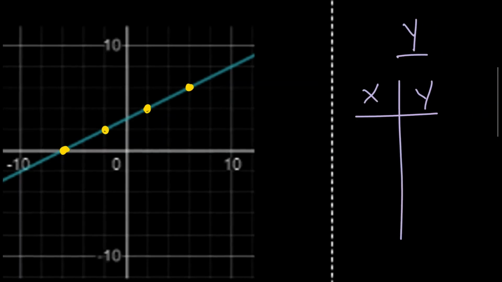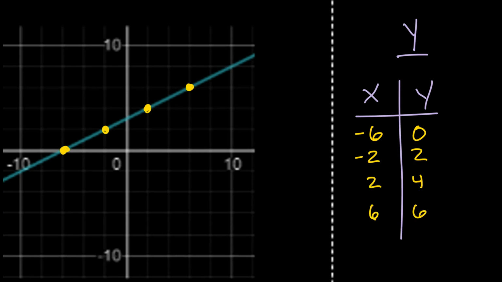So I'm going to write these down in order. -6, 0, then -2, 2, 2, 4, and lastly 6, 6.